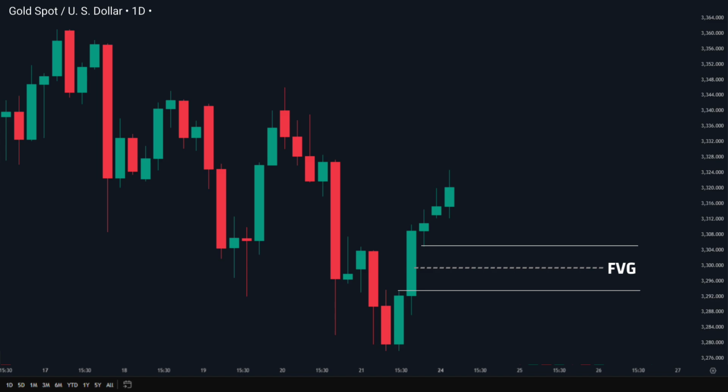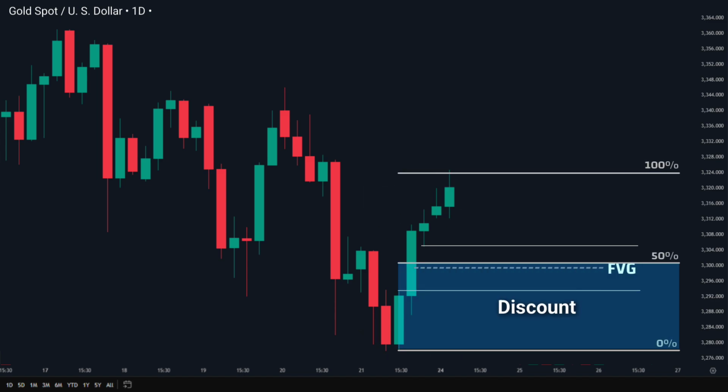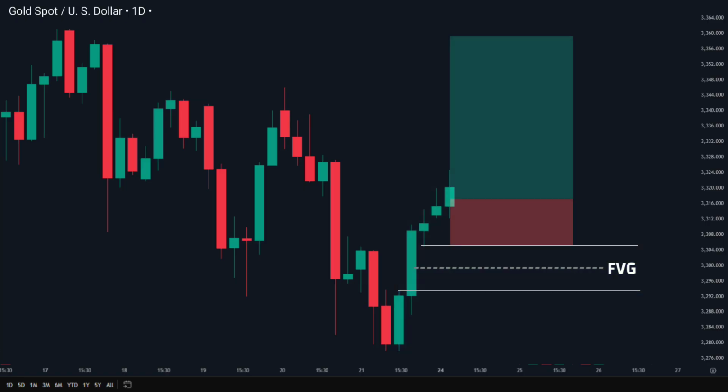Location is equally important. After an impulsive move, fair value gaps located in discount are more favorable for long trades, while gaps located in premium are more favorable for short trades. Entering trades outside of value reduces reward potential and increases the chance of price trading deeper to take liquidity.